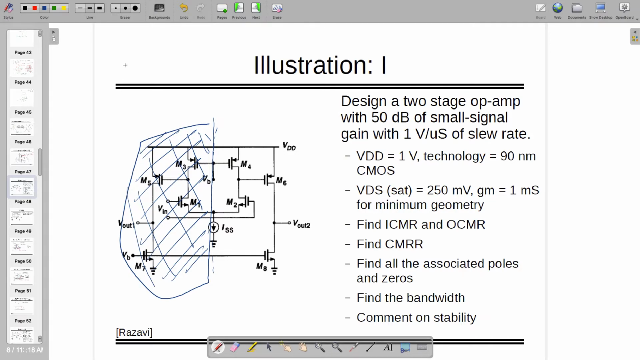What is the gain? AC gain is equal to minus GM2, RO2 parallel RO4, GM6. GM6, that's correct, not 8.